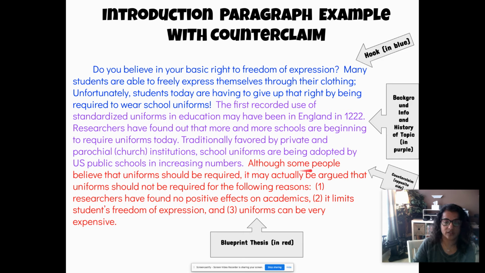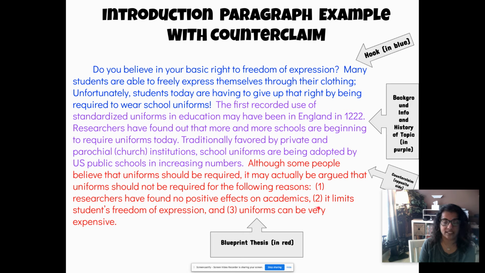Starting with the counterclaim. So here's my counterclaim. Although some people believe that uniforms should be required, then a comma. So this part right here is your counterclaim, comma. It may actually be argued that uniforms should not be required. There's my claim, okay, my side.